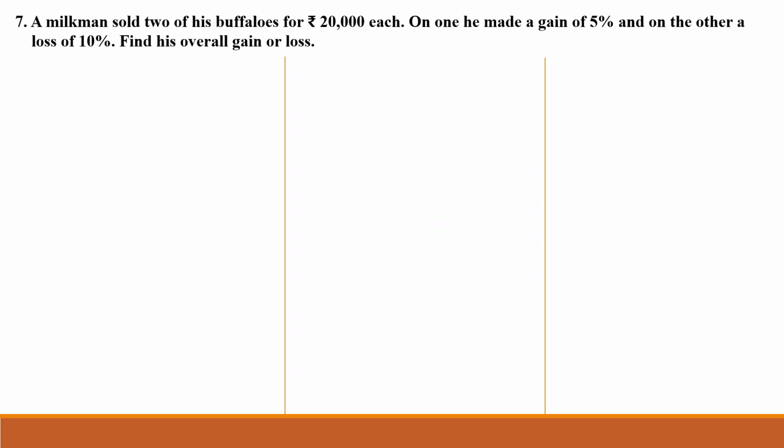First of all, we will find the cost price of each buffalo separately, because the gain or loss percent is different. That's why we calculate it separately. So we'll take the first buffalo. Selling price of one buffalo is rupees 20,000. On this, the gain is 5%. So now we calculate the cost price.